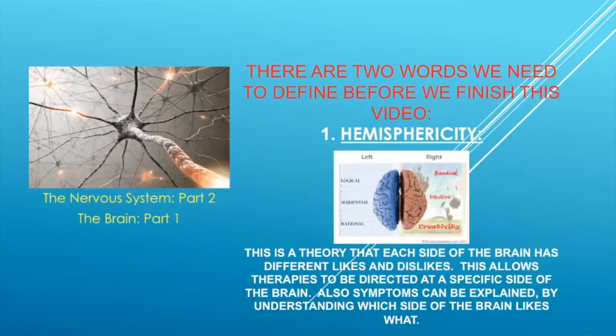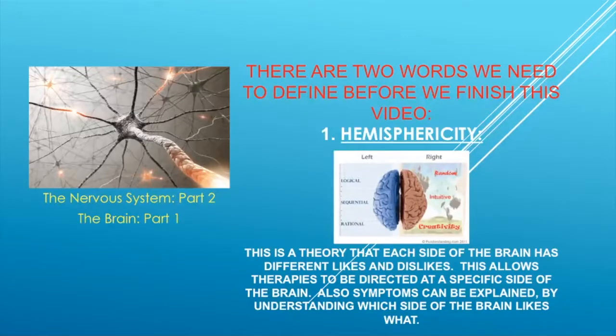Now, there are two words we need to define before we finish this video, which will help us in later videos. One is called hemisphericity. Hemisphericity is a theory of treatment. This is a theory that each side of the brain has its different likes and dislikes. For instance, the right side of the brain is all about analyzing things and making sure things are okay. The left side of the brain is all about getting things done as fast as possible.